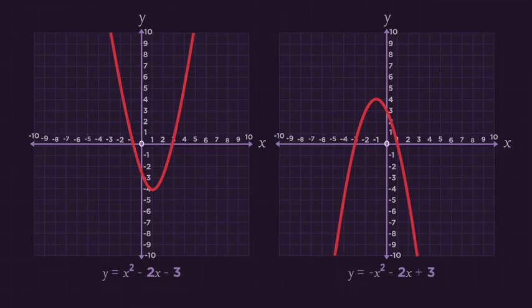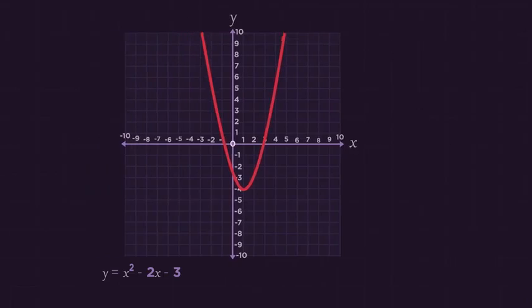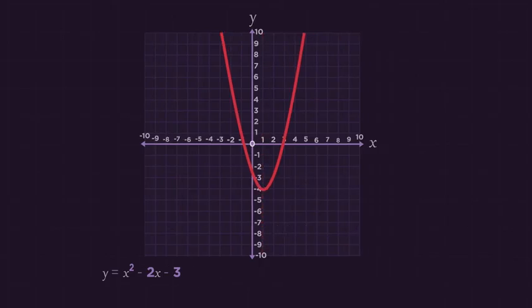We will look at the turning points, so the maximum and minimum. These are also known as the vertex. Quadratic functions are symmetrical. They have a line of symmetry, which is known as the axes of symmetry. The turning point will always sit on the axes of symmetry.